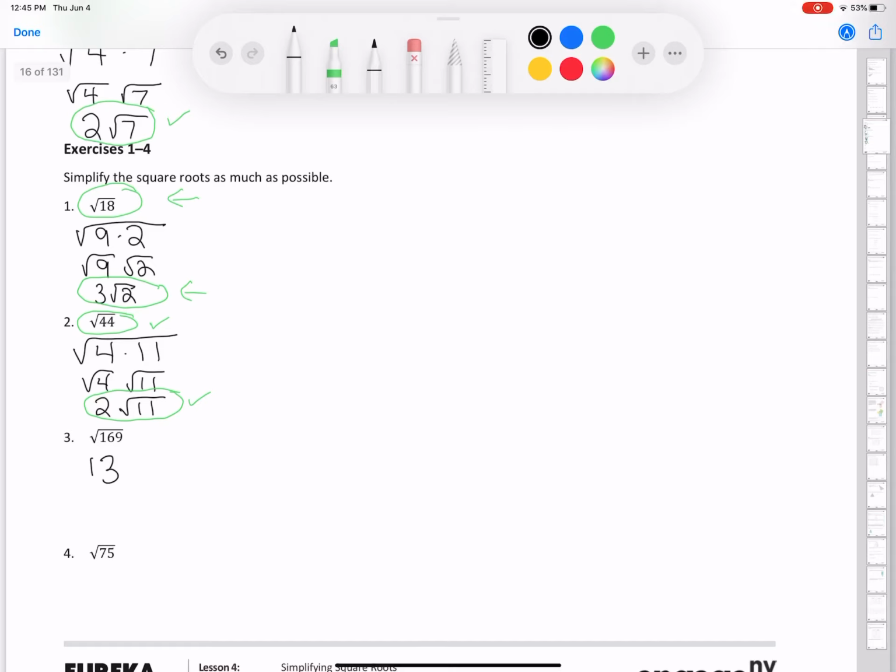The square root of 75. So the largest perfect square that divides evenly into 75 is 25. It divides evenly into 75 3 times. 25 is a perfect square. That's going to come out as 5 because the square root of 25 is 5, leaving me with the square root of 3 because 3 is not a perfect square. That stays inside. And these two decimals, when putting them into your calculator, will match.